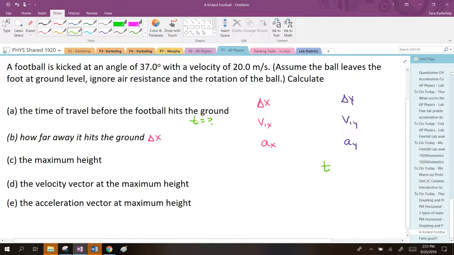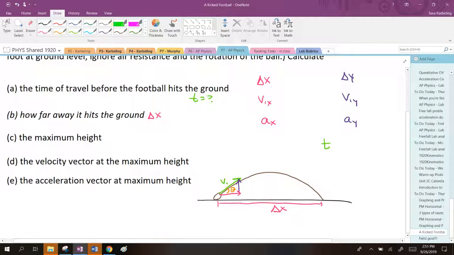Okay? So I'm going to draw myself a picture because I don't really know what's going on. We've got a football. There it goes. It's going to go up and come back down, something like this. There's my delta X. Here's my initial velocity in this direction that I can break up into part in the X direction and part in the Y direction. This is the hardest part, friends. If you can do this, the rest of it's golden. So there's my angle. And here's my initial velocity. Let's go ahead and get it started.